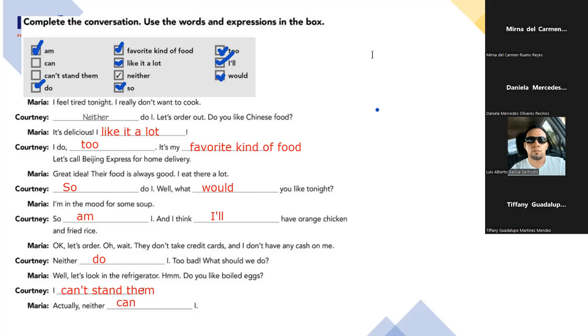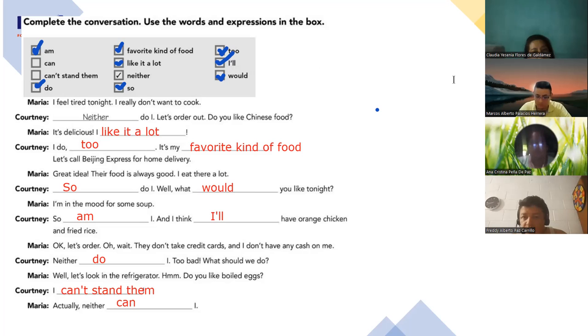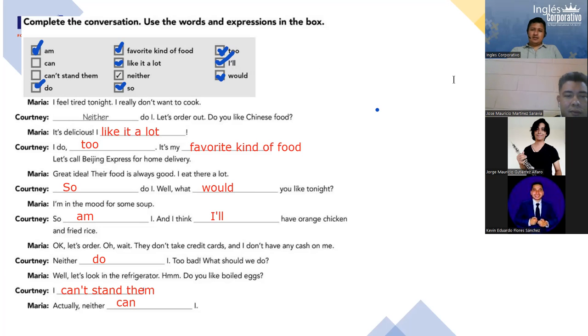Teacher, one question. What is "I can't stand them" in Spanish? It's like when you hate something a lot, that you can't stand it. Maybe because the flavor is not good when you taste it, or sometimes it's just a smelly thing, right? So in Spanish, it should be like, no soporto. So, I can't stand that.